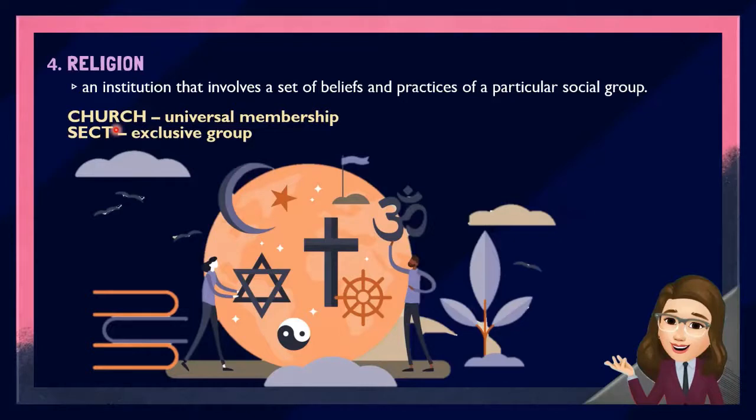Religion may be organized into a group that has universal membership called church, or it could also be organized into an exclusive group called sect. Religion can be classified into monotheistic or polytheistic religions. Monotheism refers to religions that believe in only one God, while polytheistic religion believe in many gods. Christianity, Judaism, and Islam are examples of monotheistic religion, while Hinduism is an example of polytheistic religion.